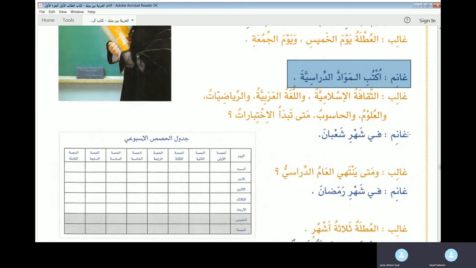Ghanim: uktubil mawadda dirasiya. So write. Mawadda is the chart. Write the study material. Mawadda dirasiya, study material.